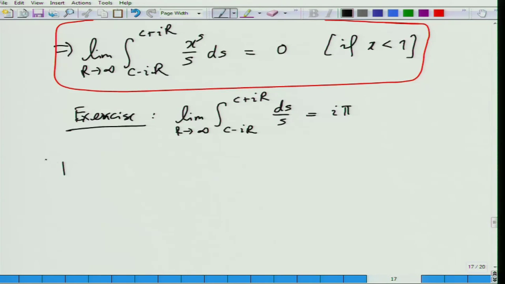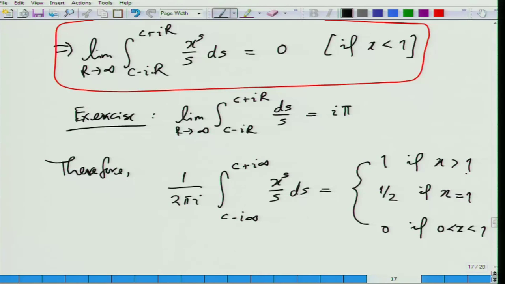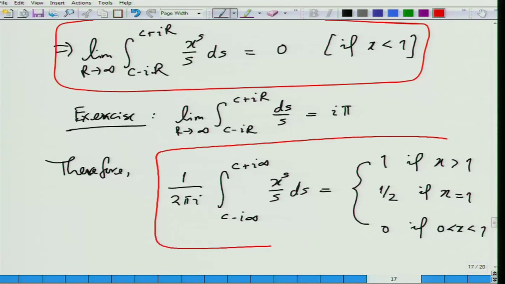And therefore, one over 2 pi I, integral from c minus I infinity to c plus I infinity of x to the s by s ds, this equals 0 if x is between 0 and 1, half if x equals 1, 1 if x greater than 1. So this is the step function for us.